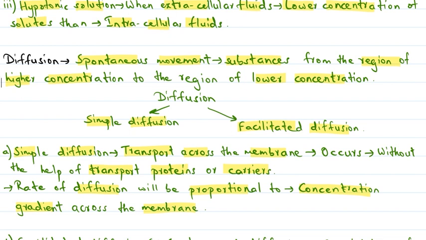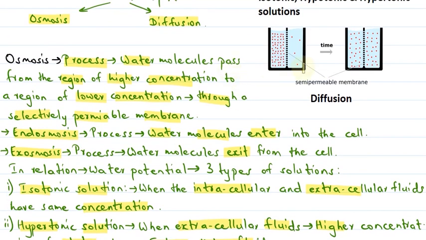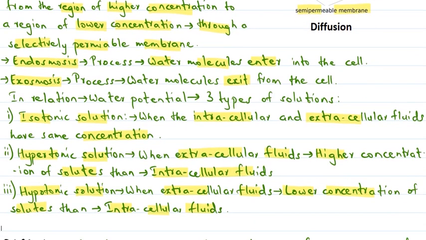Here we have a diagram of diffusion. We can see a semi-permeable membrane, and on one side the concentration is higher, whereas on the other side it is lower. After a certain period of time, when the container is kept as it is, there is random or spontaneous movement of substances from higher concentration to lower concentration. After a period of time, the molecules have moved from the region of higher concentration to the region of lower concentration until equilibrium is reached. This movement takes place through a semi-permeable membrane. So we discussed simple diffusion.